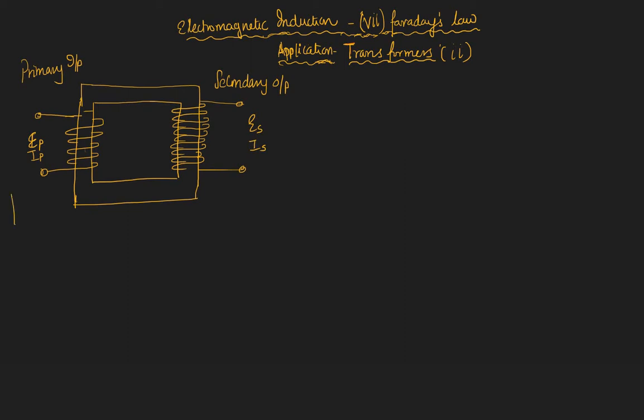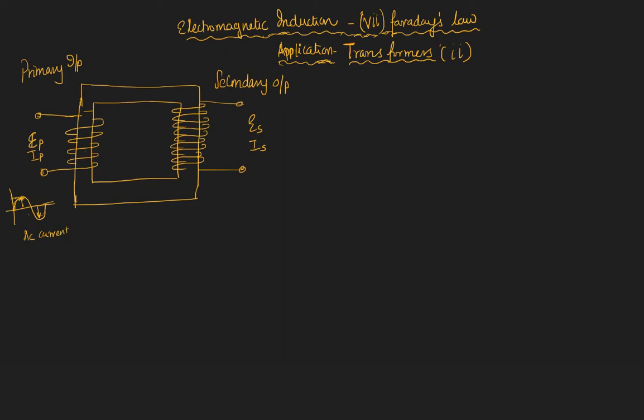The transformer works on an AC input, and when we say the primary voltage is EP, what we mean is the peak voltage is EP, and the voltage is fluctuating between positive and negative, right? One cycle of positive and then negative, and it keeps alternating, and that's why we call it AC current.